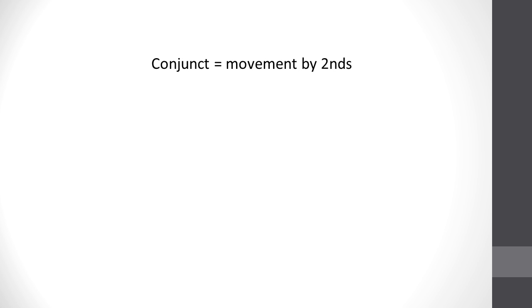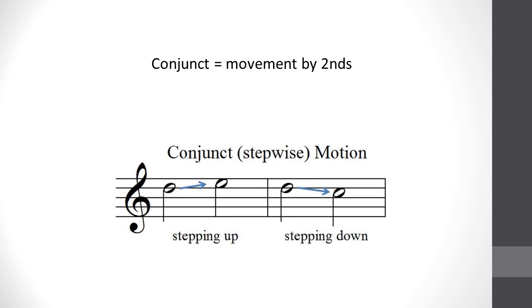Conjunct motion is simply movement by seconds. Another name for conjunct motion is stepwise motion. As you can see from the diagram, conjunct motion can be either ascending or descending.